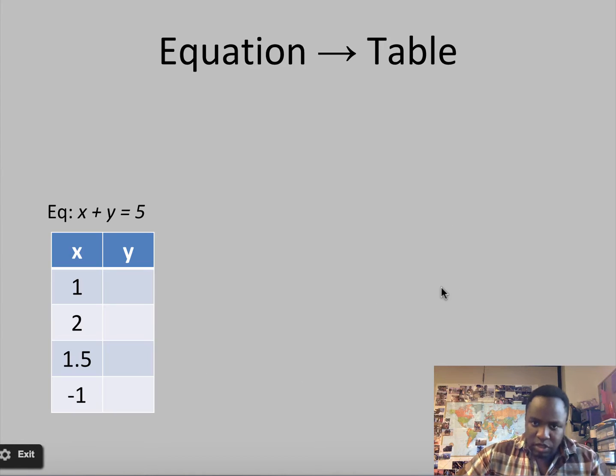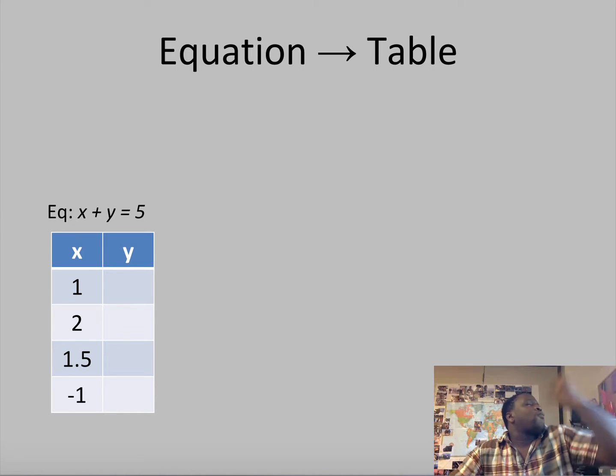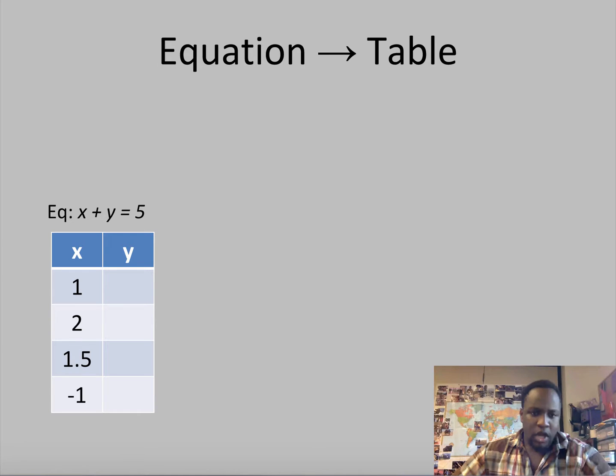All right. So the first combo that we're going to look at is going from an equation to a table. So for some of you, this is review. For some of you, it's refreshing and remembering everything that you've done in algebra prior to this. All right, so we have x plus y is equal to 5, and we are given a table, and we're given some x coordinates. So we know that x can equal 1, 2, 1.5, and negative 1.